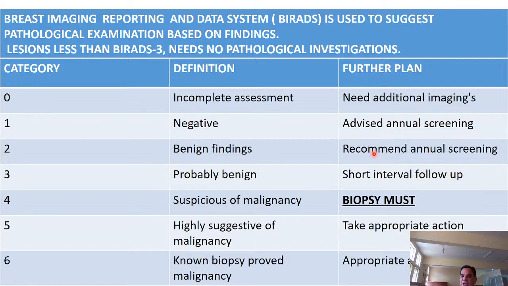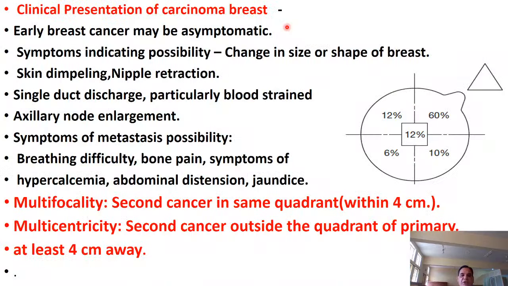Again, annual screening is recommended for benign findings, and if there is any doubt whether it is benign or not, probably benign, any question mark, you have to go for short interval follow-up. Now coming to grade 4. Any suspicion, biopsy is a must. So from grade 4, biopsy investigation starts. Grade 5, you have to take immediate action. If suspicion is suggestive of malignancy, you have to treat it. Biopsy proven, again you have to treat the condition. So this is the importance of the BI-RADS system for a short note on carcinoma of the breast.